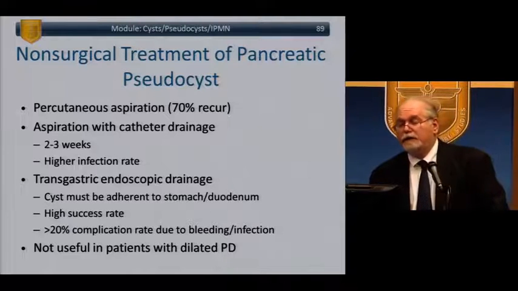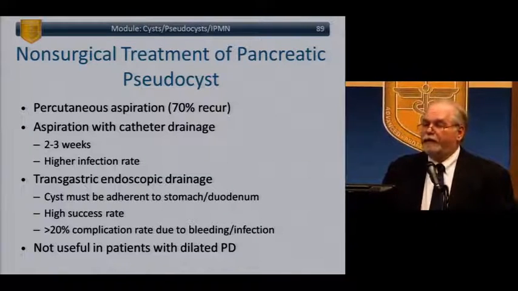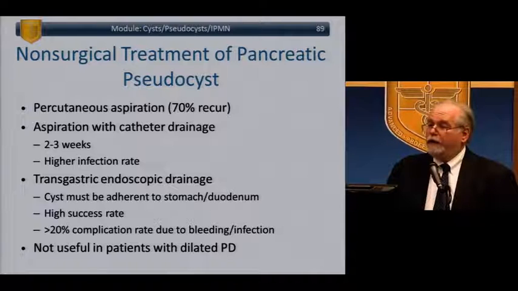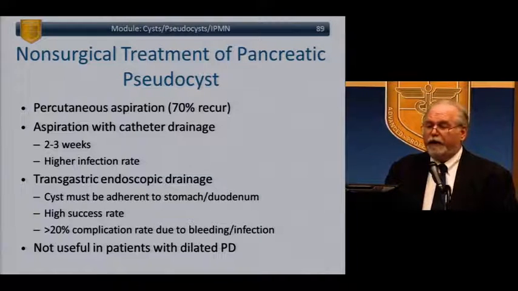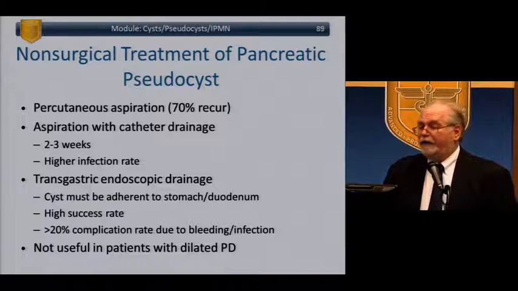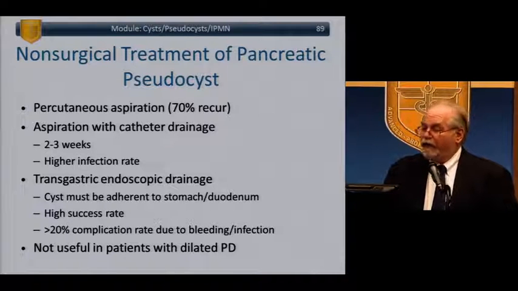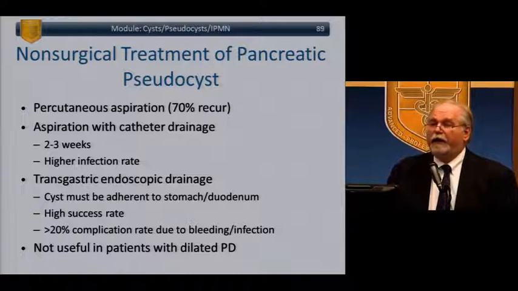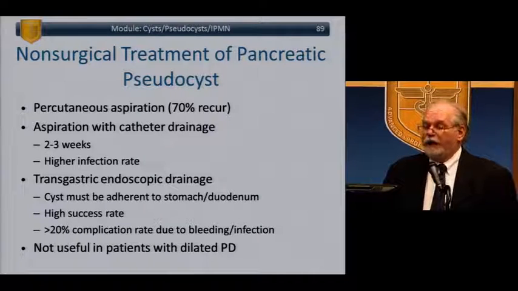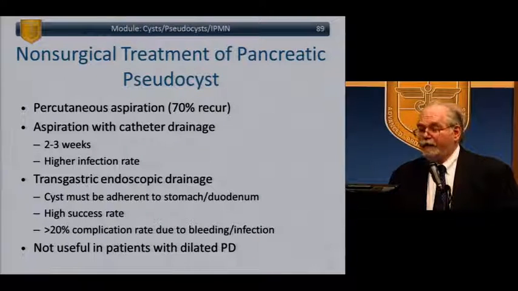The non-surgical treatment of pancreatic pseudocyst, IR drainage, has about a 70% recurrence rate. Aspiration with catheter drainage has a higher infection rate. Transgastric endoscopic drainage by your GI colleague requires that the cyst be adherent to the stomach or duodenum, but there's about a 20% complication rate due to bleeding or infection, and it is not useful in people with a dilated pancreatic duct.